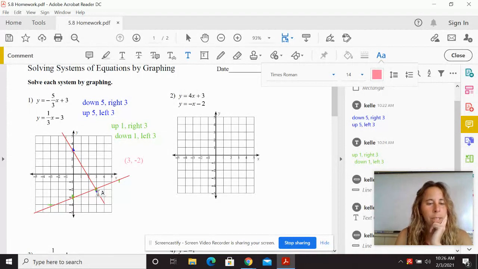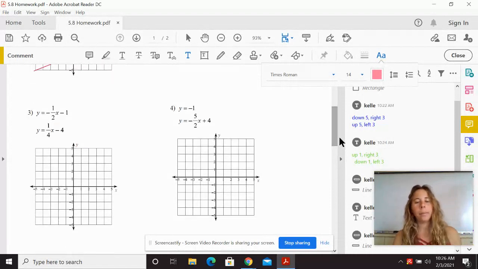This is where they cross. If I were to substitute the point 3, -2 into both equations, so x would be 3, y would be -2, it would be true. This point works in both of these equations. So that's your answer for number 1. Let me scroll down.